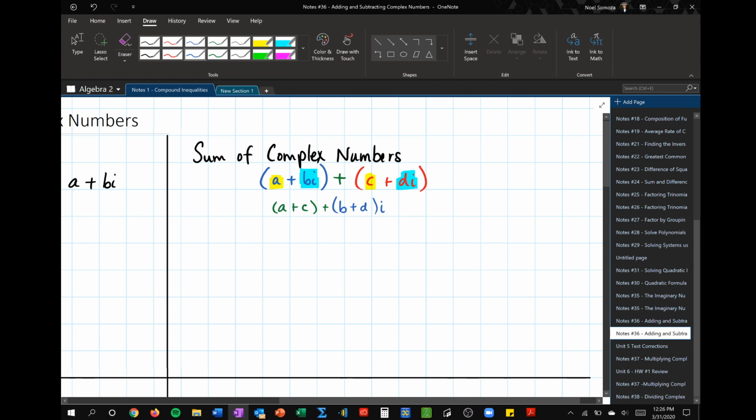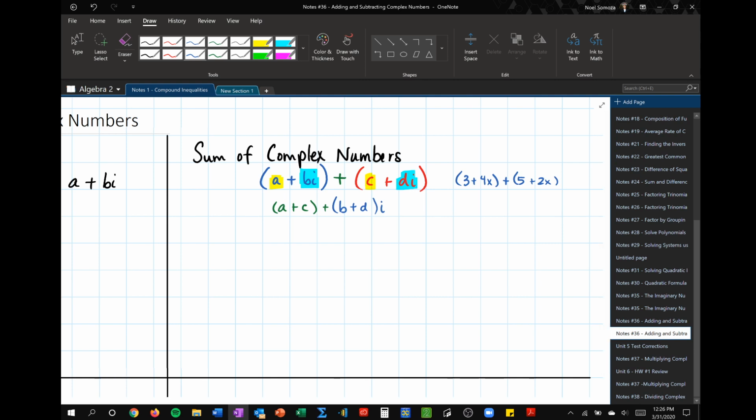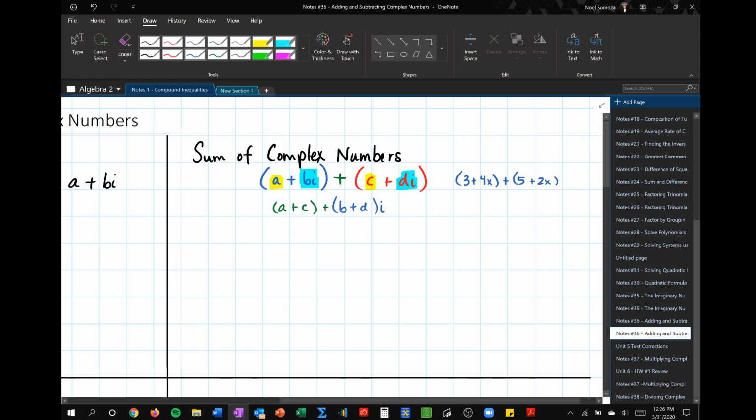I want you to think of it as, what if we were adding 3 plus 4x plus 5 plus 2x? You can't combine the 3 and the 4x because 3 doesn't have x. It's the same idea with a complex number. You can't add it if it has an i. So that's why a and bi can't be added together. You can, however, add the 3 and the 5, and that would give you 8. You can add the 4x and the 2x because those are like terms, so that's 6x. Complex numbers work in the exact same way.